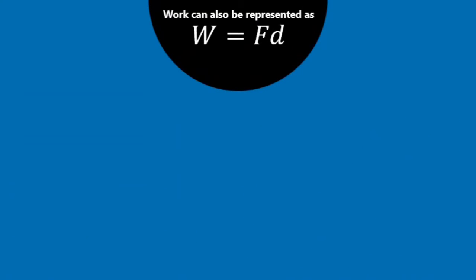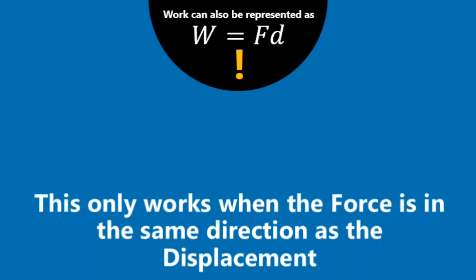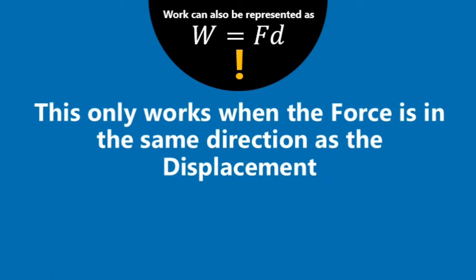We can also look at work done as W equals FD, force times distance, which is pretty much where all of these equations came from, is some version of this. This only works when the force is in the same direction as the displacement. Alright?